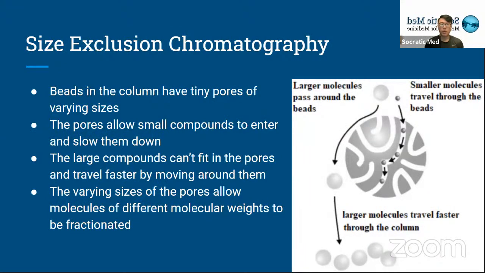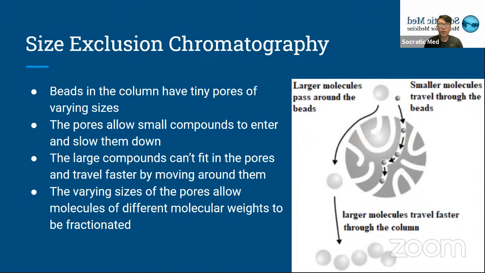Lastly, there's another type called size exclusion chromatography. This is when you have a column full of beads, and these beads have tiny pores of varying sizes. The pores will allow smaller compounds to enter and slow them down. So the smaller compounds will be stuck in the pores of the beads and will travel slower through the column, while the larger compounds that can't fit in the pores will travel faster by moving around the beads.